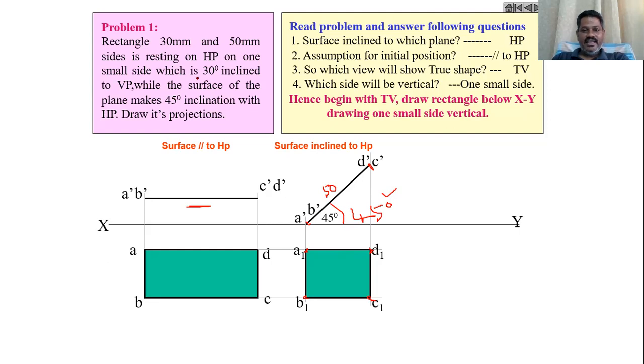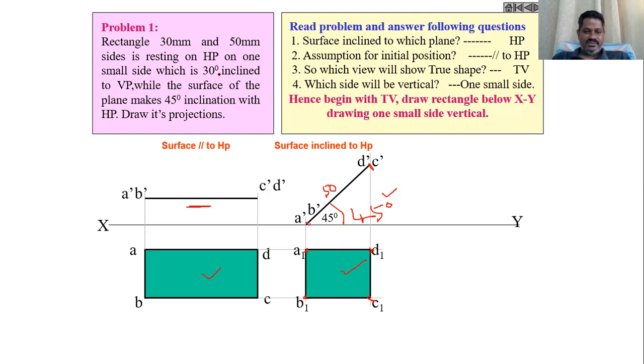So when this rectangle is making 45 degrees angle with HP, when you see from the top, it looks like this. When it is parallel, we will get the true shape. When it is making some angle, the shape that we get is the reduced shape. We will not get the actual shape, we will get the reduced shape. Now let me move further.